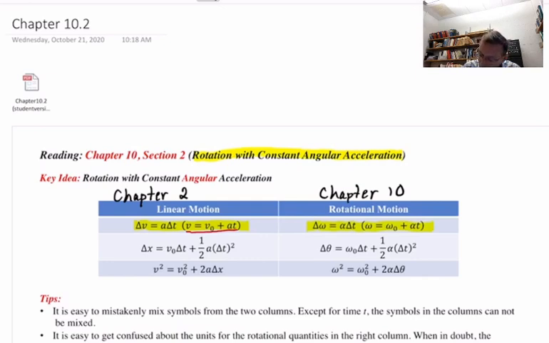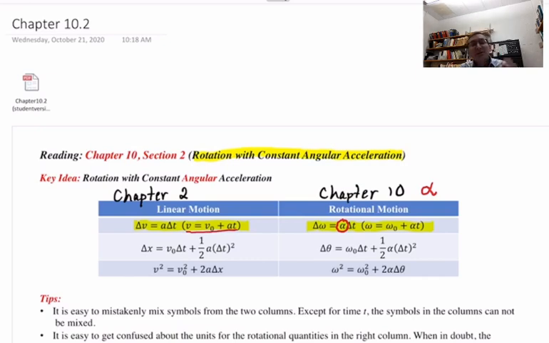Again, warning, warning. The symbol I just drew a little red circle around there is an alpha, not an A. I try to write it as a pretty exaggerated symbol so that you can clearly see it's not an A. It's angular acceleration alpha in radians per second squared.